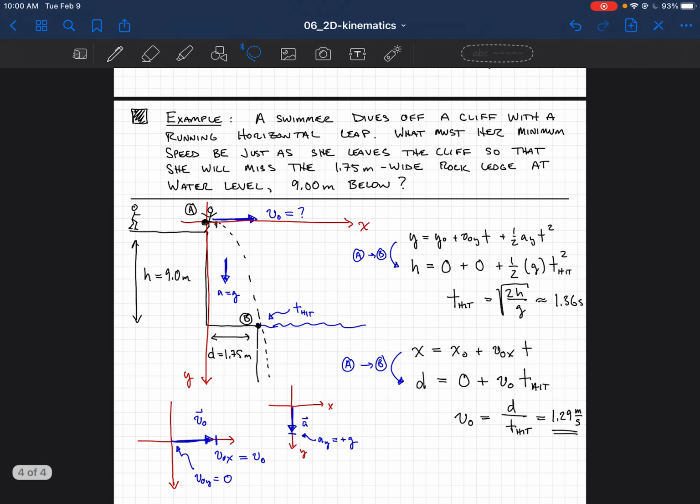Okay, that's our first experience with projectile motion. Next time, we'll study some slightly more complicated projectile motions. One example of that would be if the swimmer decided to not only leap horizontally, but also push off and go in the vertical direction like this. So we'll leave that for next time.